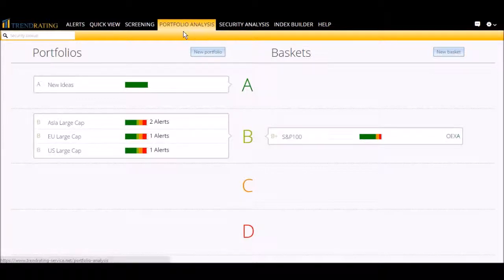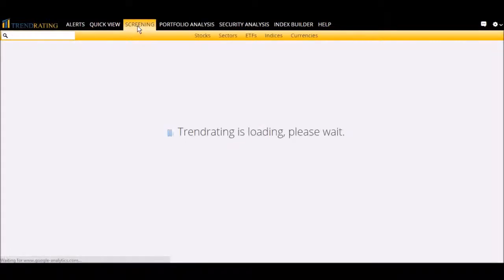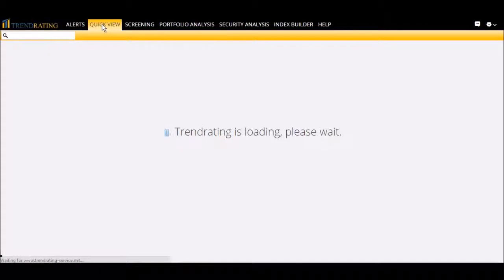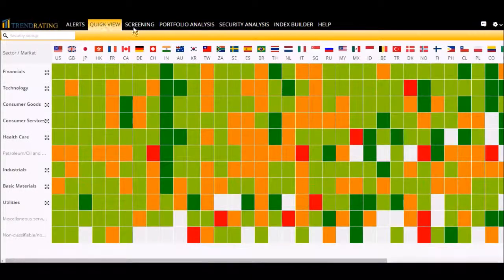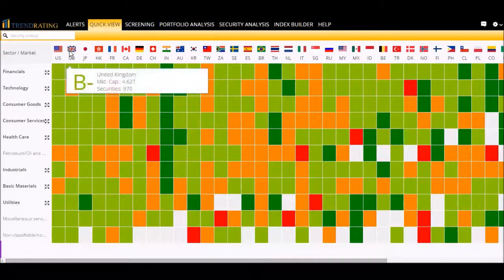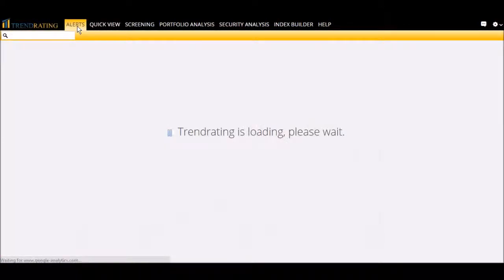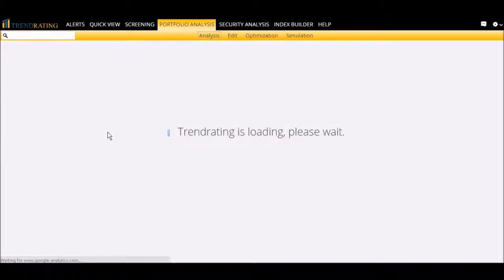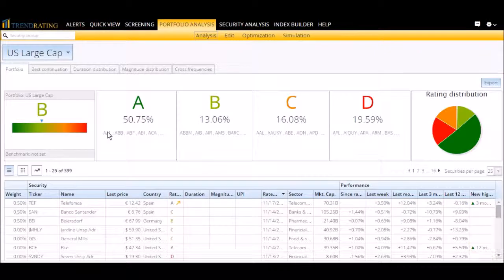We will also go through the screening tool that makes it possible to identify interesting investment opportunities across the world. And then we will see the quick view, where you have a top-down overview about the strengths and weaknesses on momentum across countries and sectors. Finally, we will run through the alerts function, which gives a list of upgrades and downgrades in terms of momentum across portfolios, baskets, and the whole world on a daily basis.